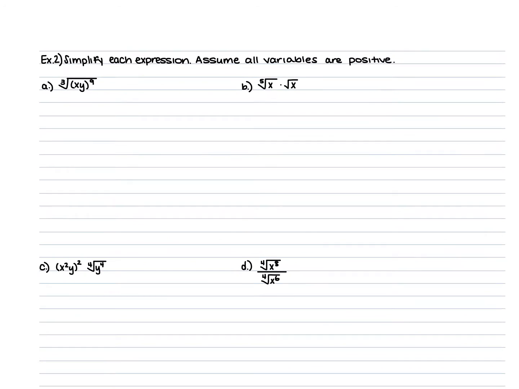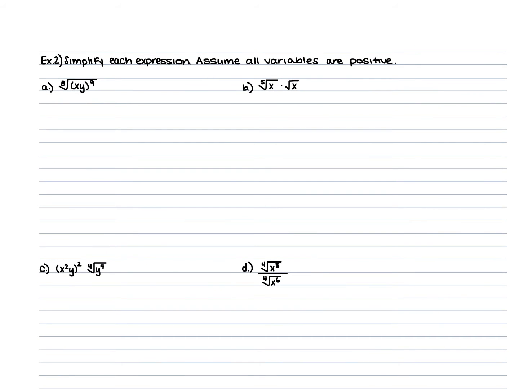Our next part just goes over simplifying these expressions that deal with variables underneath our radicals. Now, with some of these, you're going to have a different index other than the 2. You can do one of two things here. If you have something like example A, you can just simplify it.